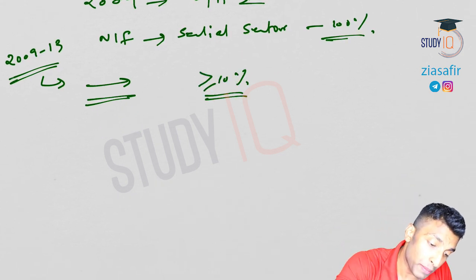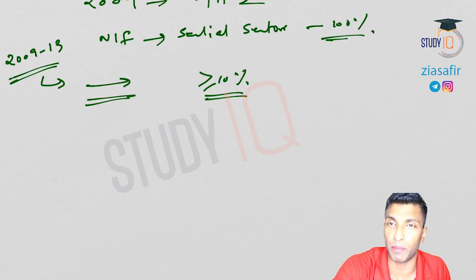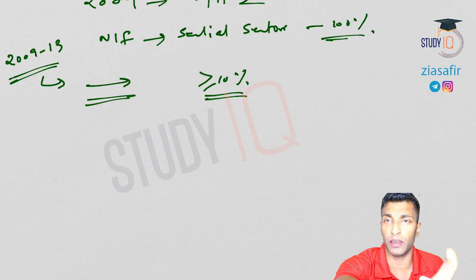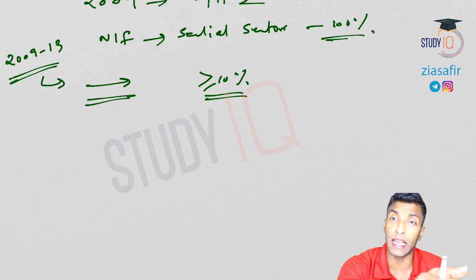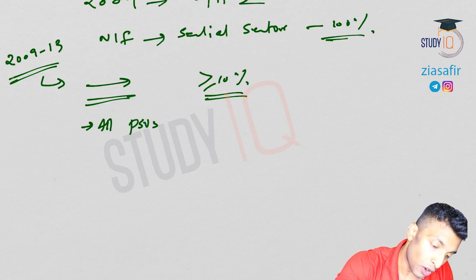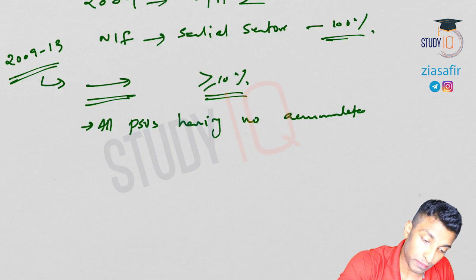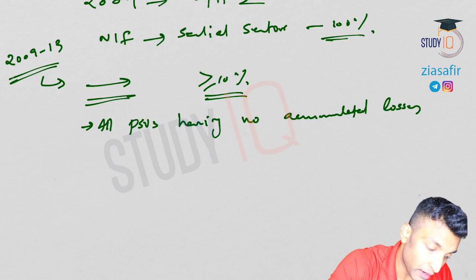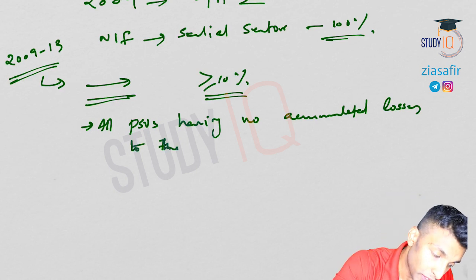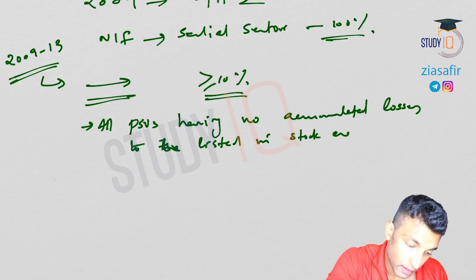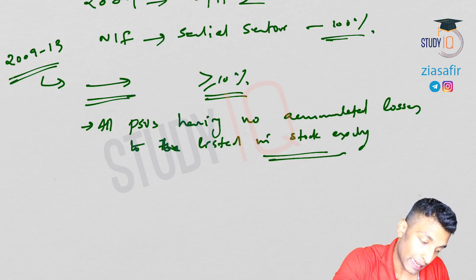That means minimum 10% of the shares to be issued to the general public. So all PSUs are now going to be issuing IPO, will be listed in stock exchange, and minimum 10% of the shares of PSUs to be sold to the general public. So let me write down here: all PSUs having no accumulated losses, that means earned profit in previous 3 years, to be listed in stock exchange. At least 10% of shares to be issued to the public.